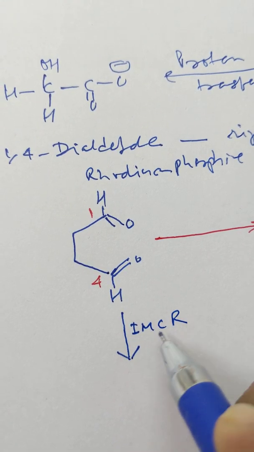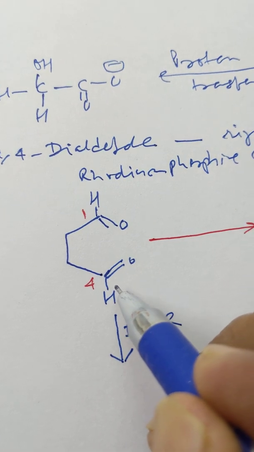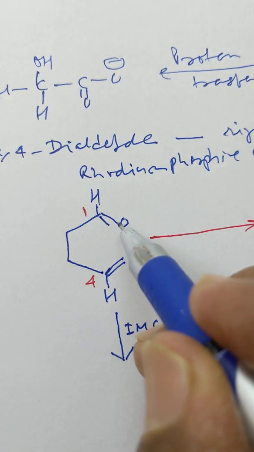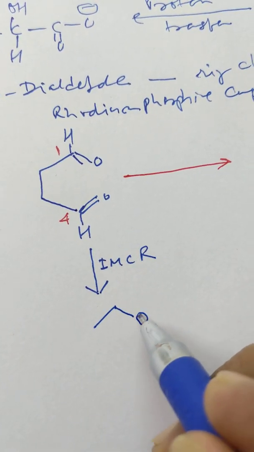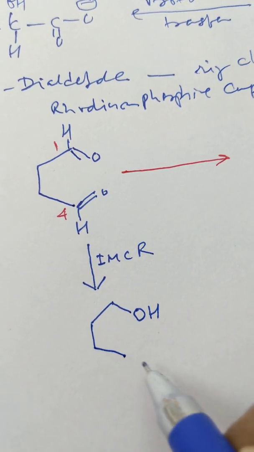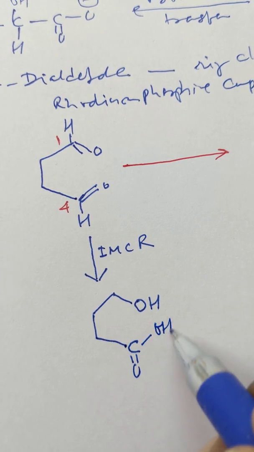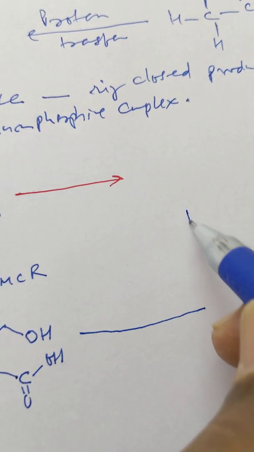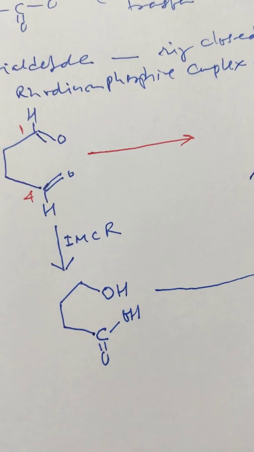Intramolecular Cannizzaro reaction. As a result, one of these aldehydes will be oxidized to acid and the other is reduced to alcohol. As a result, the product formed is OH. When this is oxidized to acid, it will be like this. Now see, the product is ultimately not this. Why is the product not this? I will tell you. You will get this very easily.